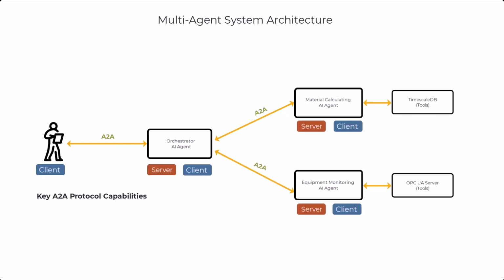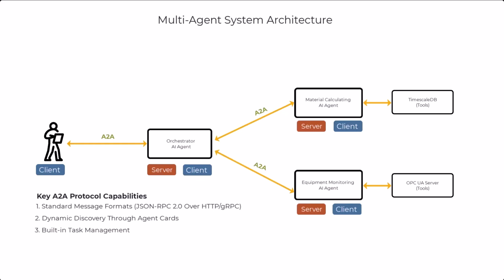The protocol defines 5 core capabilities. First, standardized message formats. All communication uses JSON-RPC 2.0 over standard protocols like HTTP or gRPC. This means agents exchange structured, typed data that any system can understand. Second, dynamic discovery through agent cards. Each agent publishes an agent card, which is like a business card that says, I'm the equipment monitoring agent, I can provide tank levels and machine states, and here's how to reach me. Other agents can discover these cards and automatically know what capabilities and skills are available from what agent.